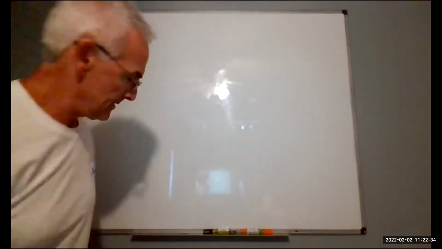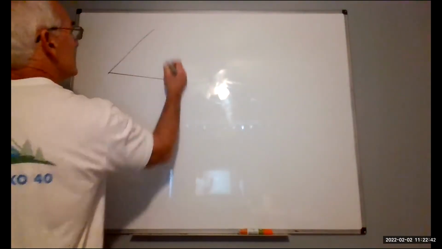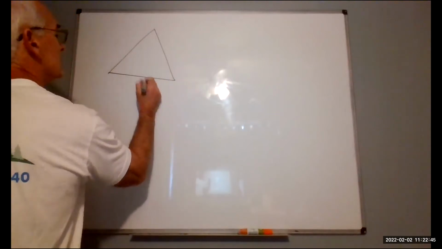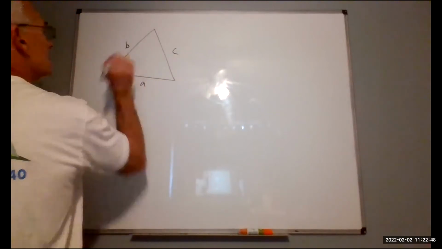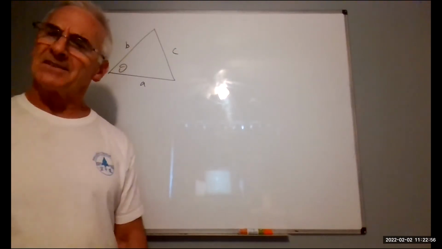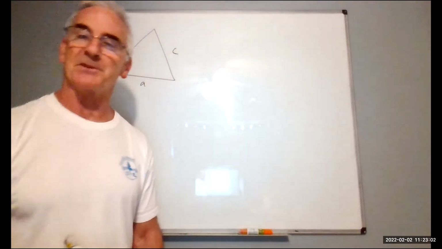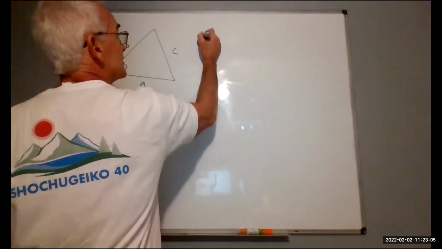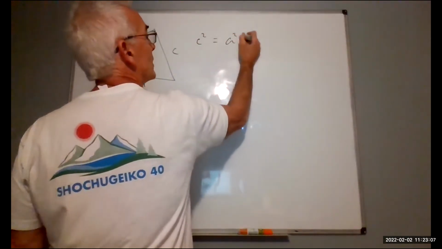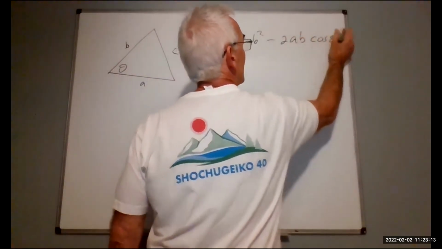So now let me go over something that hopefully all of you remember from basic trigonometry. There's a relationship between A, B, C, and theta in any triangle. Does anybody remember what it is? There's a formula here. It's probably a little bit obscure. So C squared equals A squared plus B squared minus 2AB cos theta.